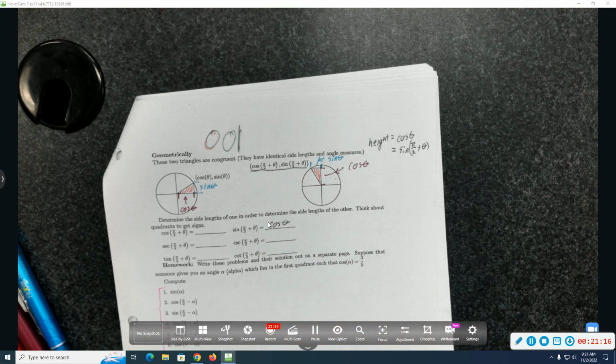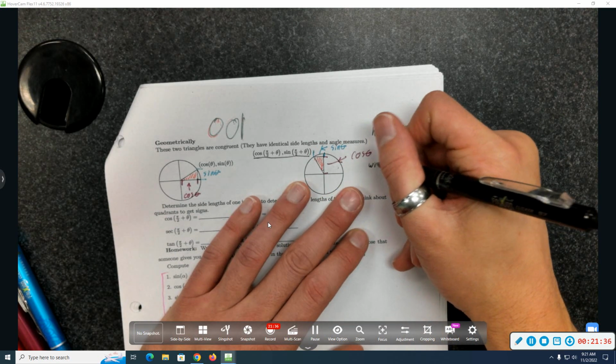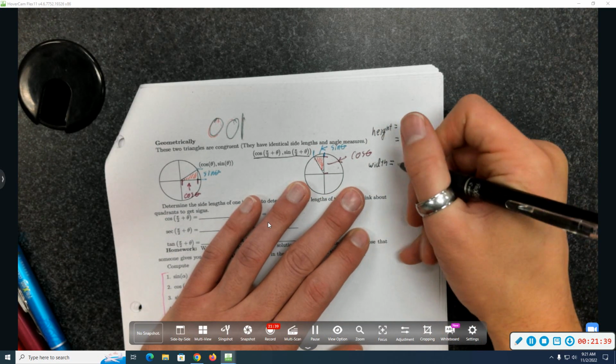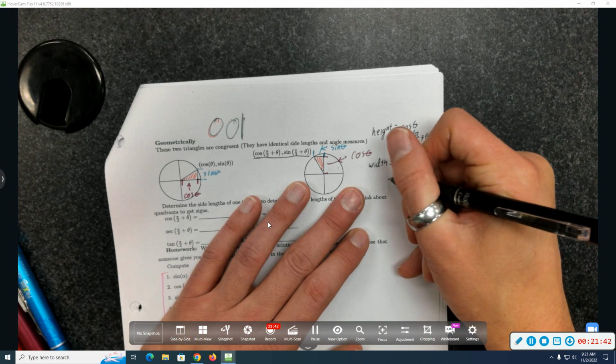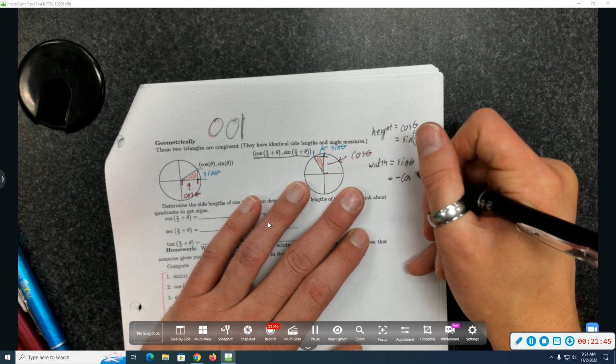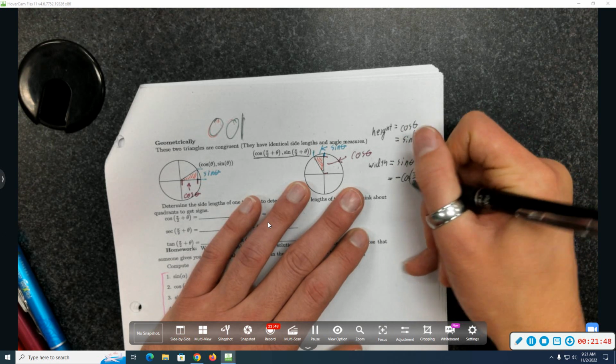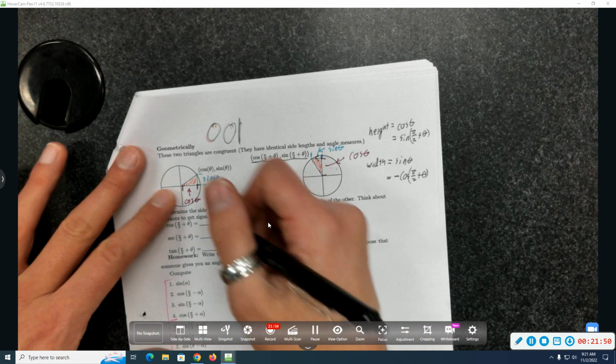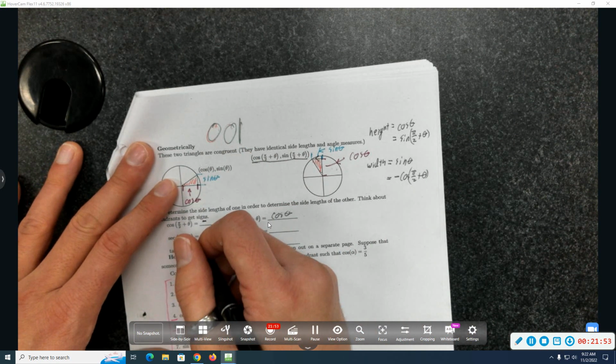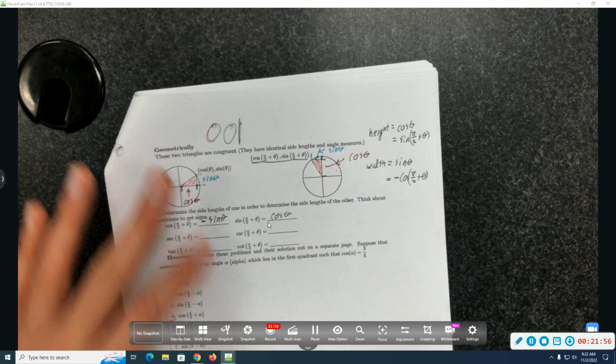Let's also think about the horizontal distance. This horizontal distance is sine of theta. That should be the same as the x-coordinate, right? Except that it's pointing in the wrong direction. It's going to the left instead of the right, so it should be negative. So the width is sine theta, also known as negative cosine of pi over 2 plus theta, right, because it's going to the left. So the cosine of pi over 2 plus theta is negative sine theta. That seem pretty okay?